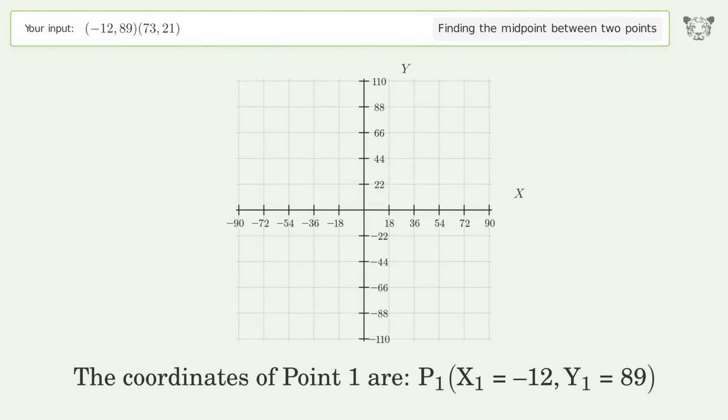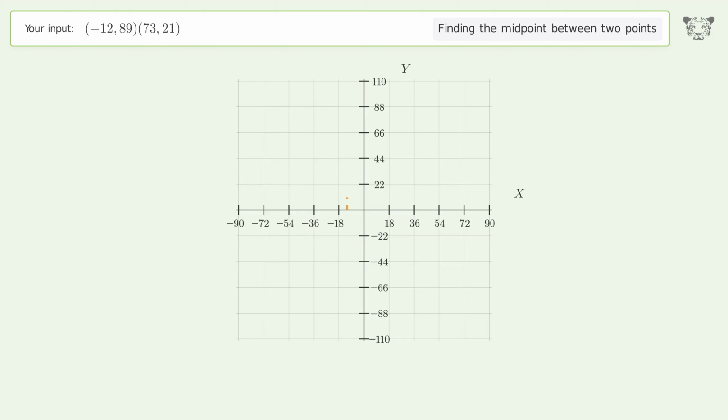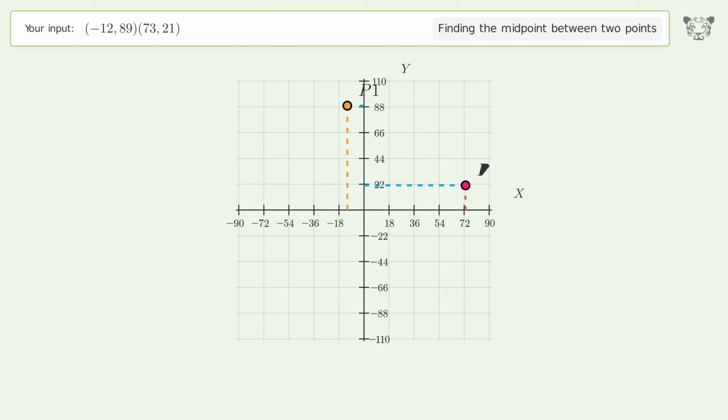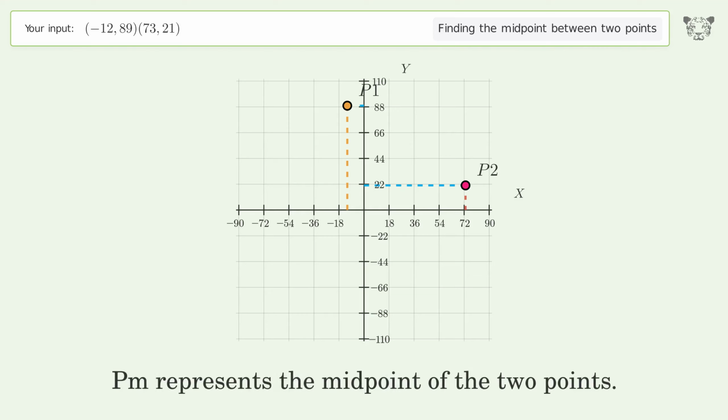The coordinates of point 1 are x1 equals -12, y1 equals 89. The coordinates of point 2 are x2 equals 73, y2 equals 21. PM represents the midpoint of the 2 points.